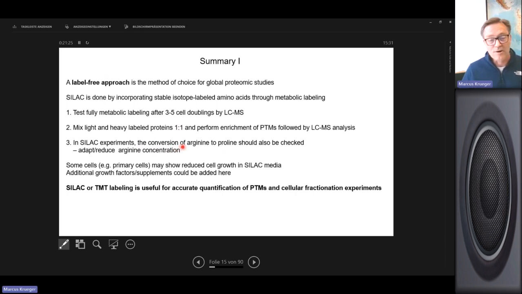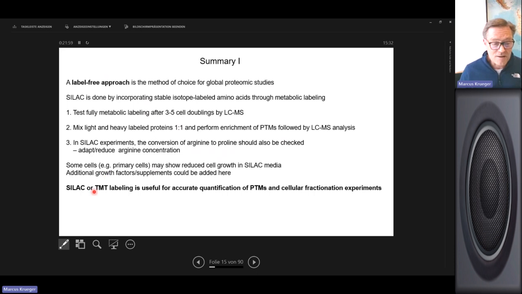And of course, some cells, and this is also a con or a point which one has to discuss, is that some primary cells don't like to grow in the same SILAC media, not because of the amino acid, but as I said, we have a dialyzed media, right? So everything which is smaller than 10 kD or 3 kD, depends a bit, is depleted, and of course a lot of growth factors are also depleted, and this might then inhibit the growth of those cells. You might add some growth factors or other supplements which might help here, right?